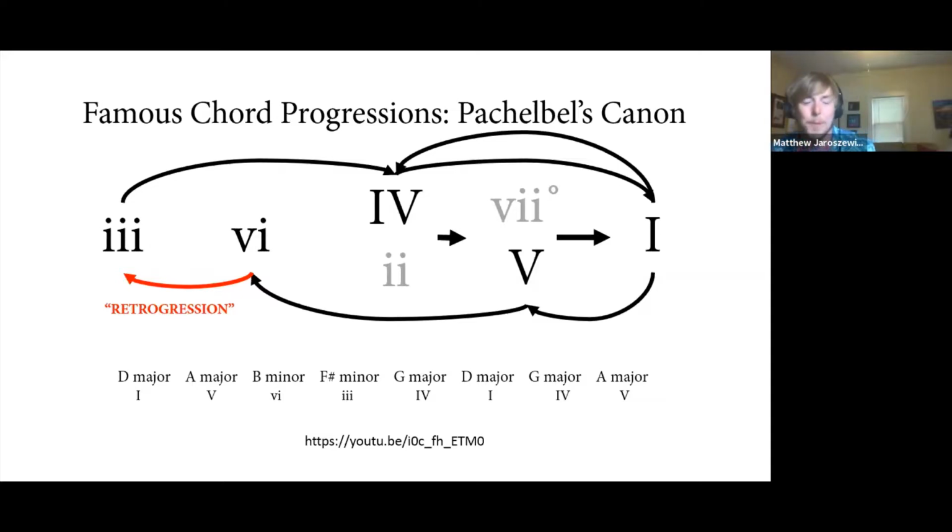Pachelbel lived a long time ago, before Mozart, Beethoven, and Haydn, before a lot of the music we're talking about. So it's a bold move, shall we say, to do something like this. I'll play it one more time. 1, 5, 6, retrogression to 3, 4, 1, plagal progression, back to 4, to 5, and back to 1.